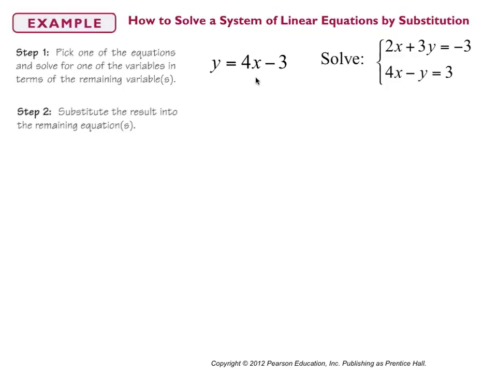Now step 2 is to substitute the result into the remaining equation. Since we used the second equation for this first step, we're going to now use the first equation since we didn't use that yet. If you notice, we have 2x plus 3y equals -3. And from step 1, we know that y equals 4x minus 3. So since y is equal to 4x minus 3, instead of using y in my first equation, I can just use 4x minus 3.